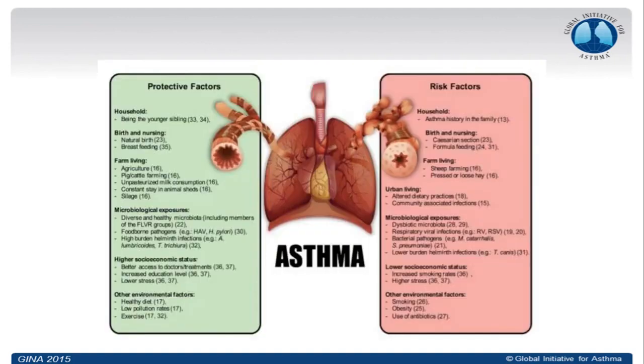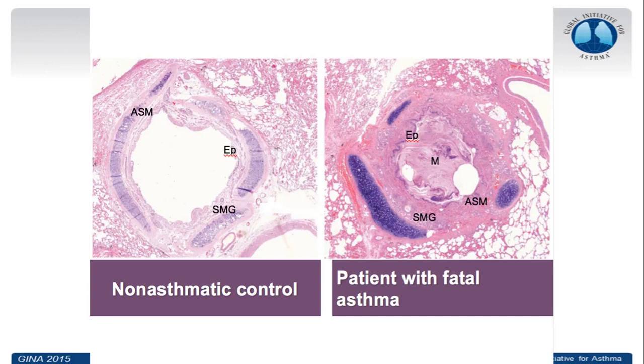Protective factors for asthma mentioned include being younger, having siblings, breastfeeding, children who get good breastfeeding, living on a farm, agriculture, exercise, a healthy diet, and low pollution rates in the environment. And on the contrary, other people have high risk factors to develop asthma.